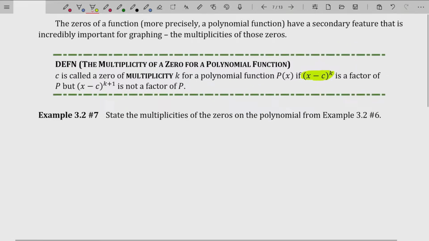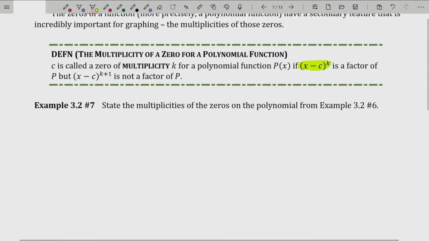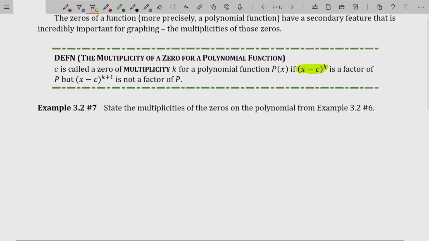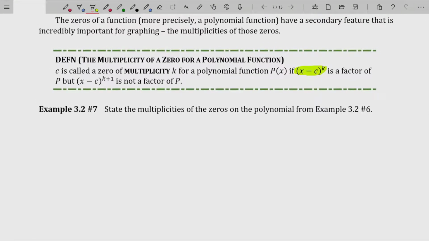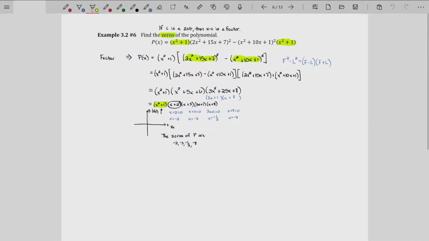So if I go back to my previous example, because this one is saying state the multiplicities of the zeros of the polynomial from example 3.2, number 6. Oh, and if you're ever wondering why I label my examples like 3.2.1, 3.2.2, and 3.2.6, it's because I use a Stewart, Redlin, and Watson pre-calculus textbook, I think it's the 6th or 7th or 8th edition, I forget which one it is. This is from section 3.2, and this is just my 6th example, or in this case 7th example.